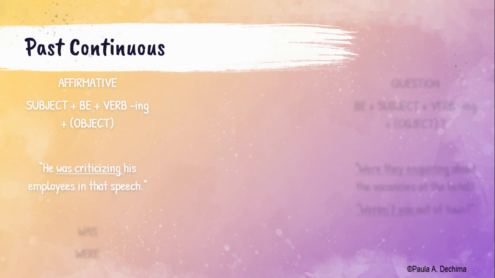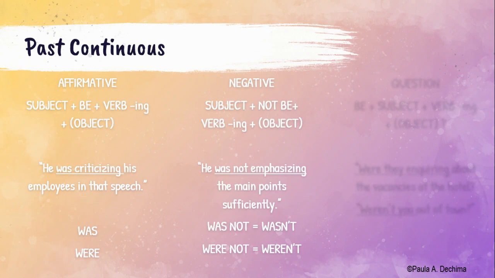He was criticizing his employees in that speech. Remember, we use I, he, she, and it was, and you, we, they were. In a negative sentence, we need a subject plus not and the verb to be in the past tense, the main verb in the ing form, and in some cases an object. He was not emphasizing the main points sufficiently. Remember, we can say was not or wasn't and were not or weren't.